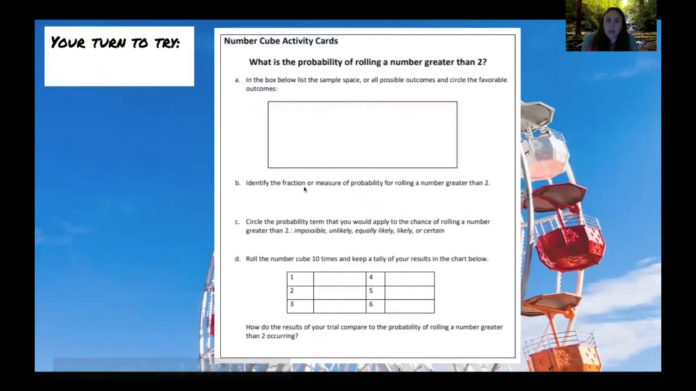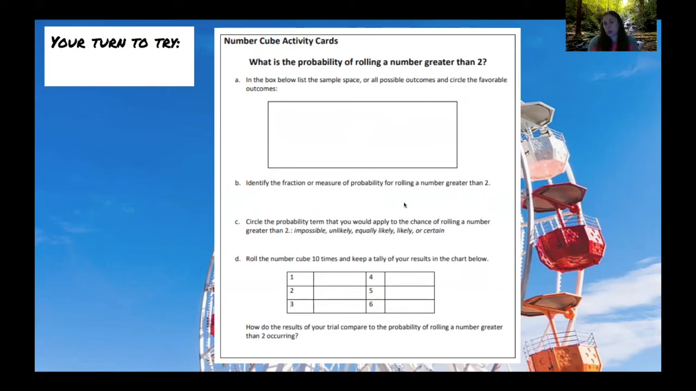All right, so now it's your turn to practice some. What is the probability of rolling a number greater than 2? In the box below, list the sample space, or all possible outcomes, and circle the favorable outcome. So you're going to list all of the results that could possibly happen and then circle the ones that are greater than 2.